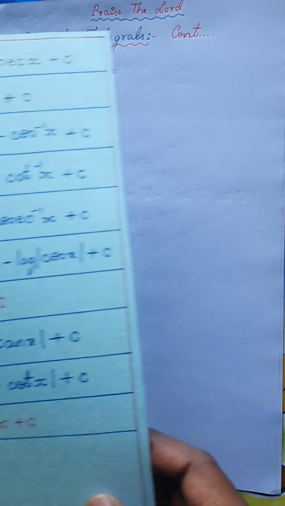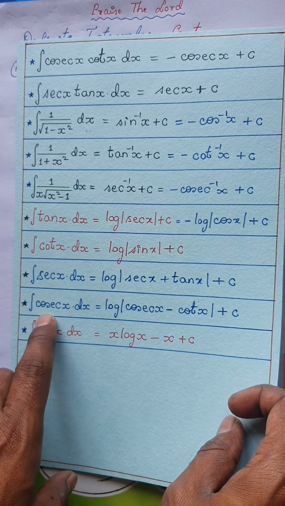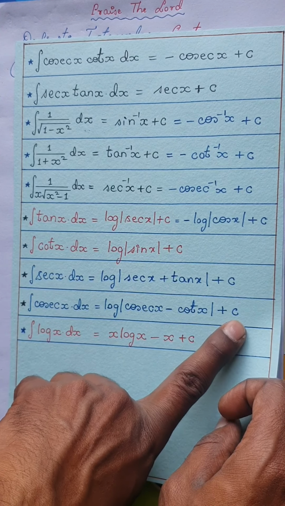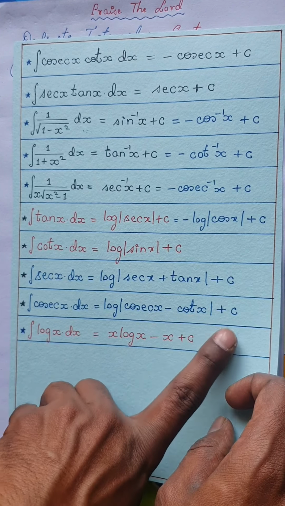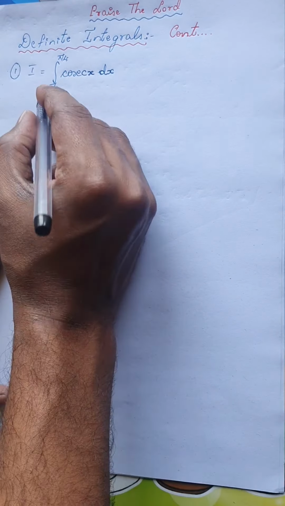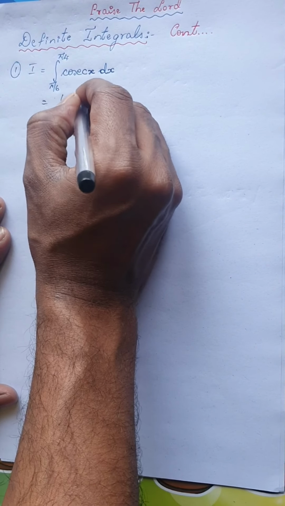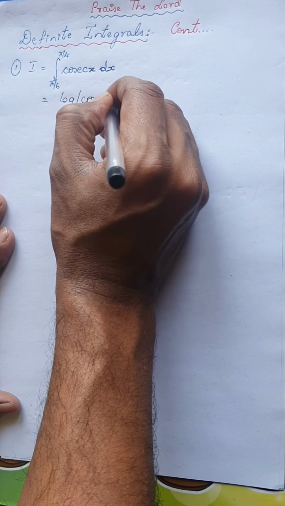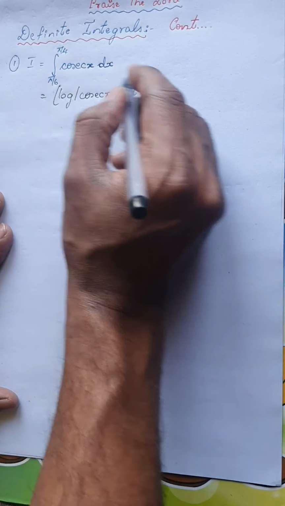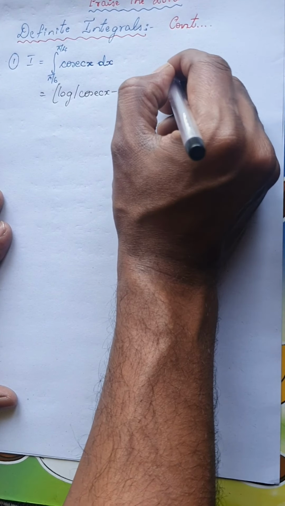Okay, so we all know this is a special integral of cosecant x. So as we have already seen, the integral of cosecant x would be log of mod cosecant x minus cot x plus c for the indefinite integral. We are not going to get plus c here, because this is the definite integral. So the integral of cosecant x is log of mod cosecant x minus cot x, isn't it? So this is integrated within the limits pi by 6 to pi by 4.